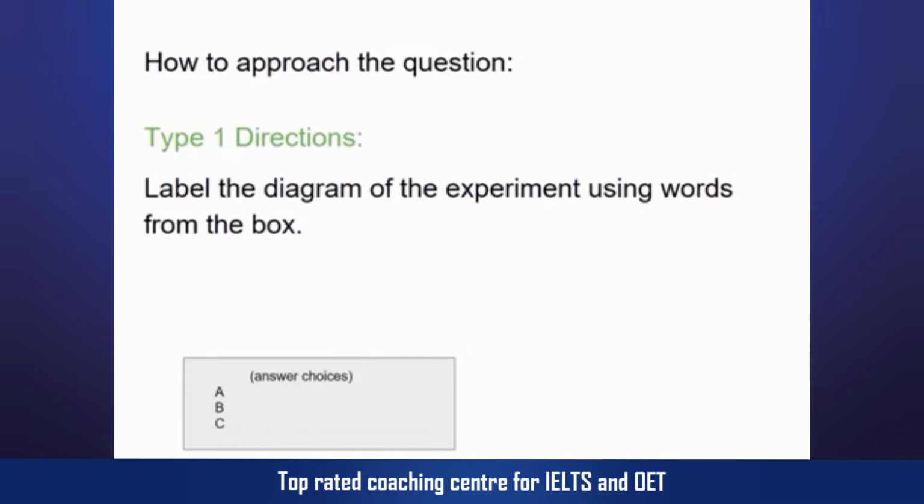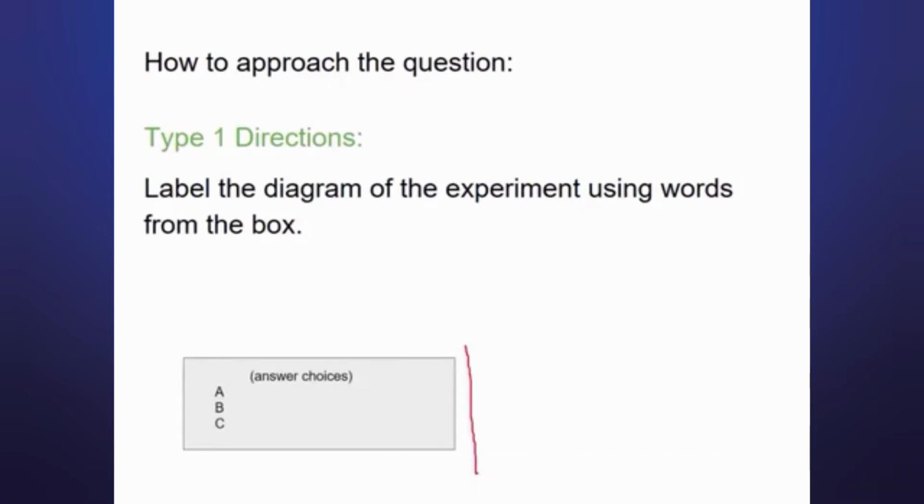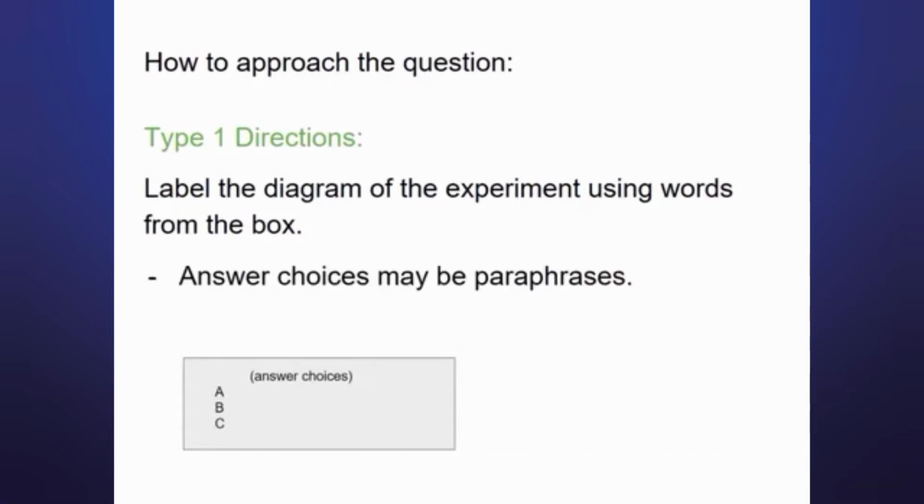All right, now the last thing here to know, there are 2 types of diagram completion questions. The first type is like this, where you're going to have some answer choices in a box, okay? Very often, when you have the answer choices in a box that you have to select from in order to complete the diagram, the answer choices will be paraphrases, okay? So they're not going to just give you the same words found in the passage in the box there to choose from. You have to recognize paraphrases there, okay?